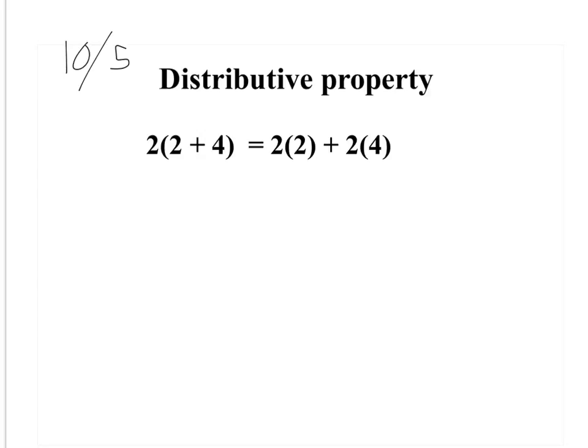All right, we're going to talk about distributive property today. This is just an example. You can see what they're doing. This is just what it looks like. Hey, I'll show you what the rule is.